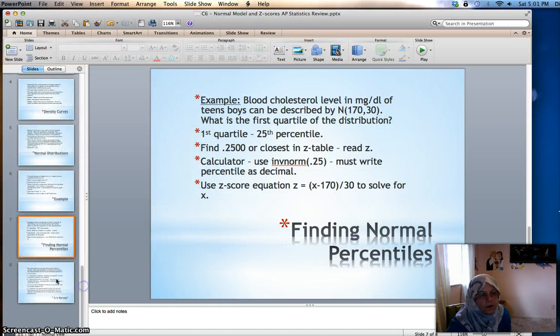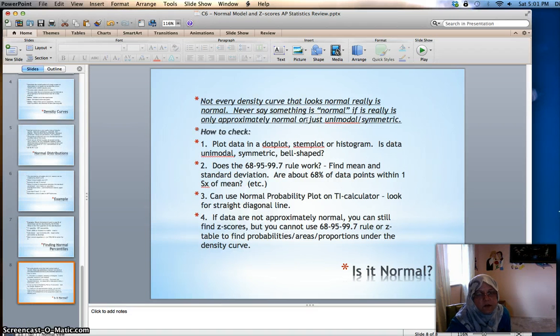All right. Now, not every density curve that looks normal really is normal. Never say something is normal if it is really only approximately normal or is just unimodal symmetric. So if you don't know for sure that it's normal, say it's approximately normal or that it's unimodal and symmetric. If you need to know if something truly is normal, you can look at the shape of the histogram first and see if it's unimodal symmetric.